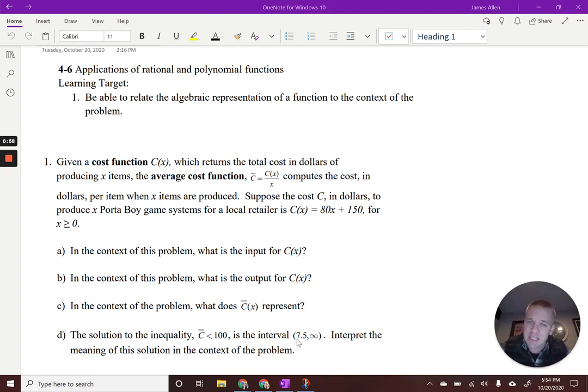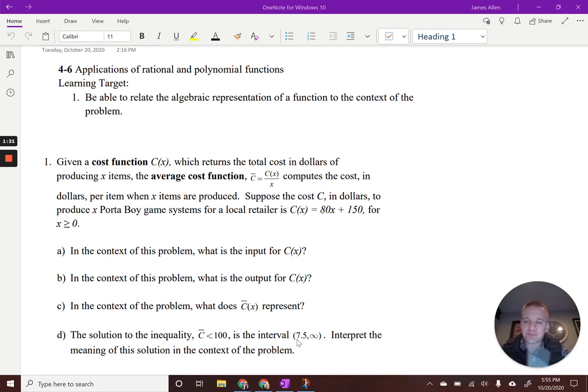Suppose the cost C in dollars to produce x Portaboy game systems for a local retailer is C of x equals 80x plus 150 for x greater than or equal to 0, meaning either we're producing no games or at least a positive number of game systems, right? We're not going to talk about negative numbers.